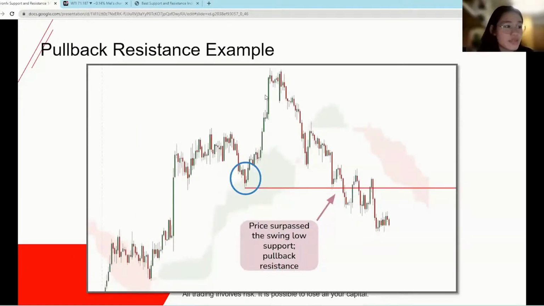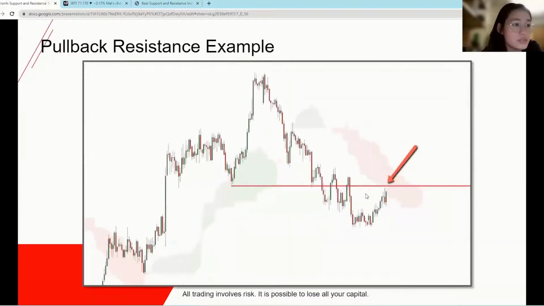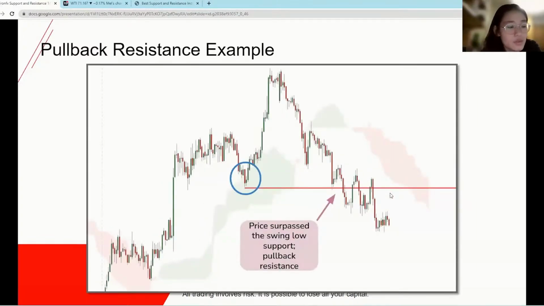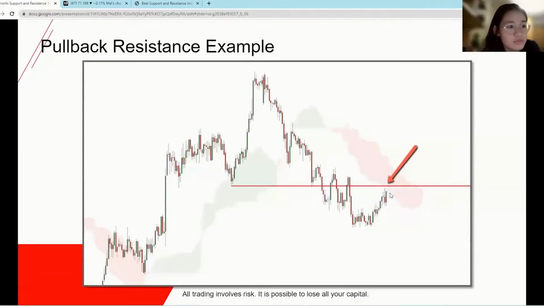So here we have a significant swing low, and thus a possible support level. But once price reverses off this level and it heads back downwards, it breaks the level, it now becomes a pullback resistance. Now let's take a look and see if price actually pulls back to this resistance level. Okay, you can see that it reversed back and it pulled back to this resistance level. So this is before and this is the after.